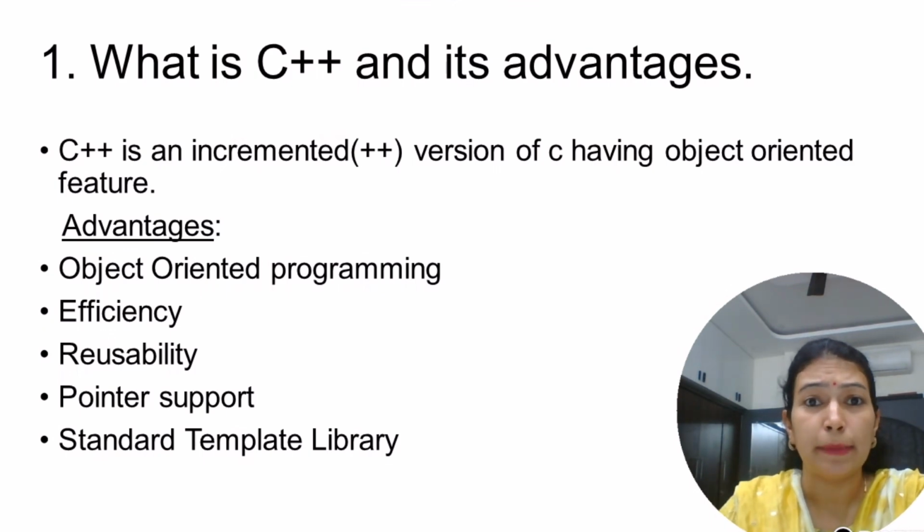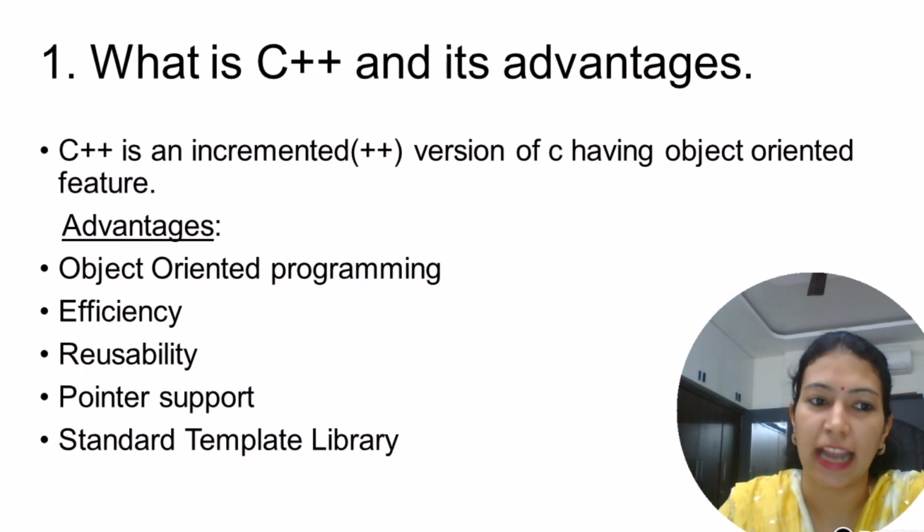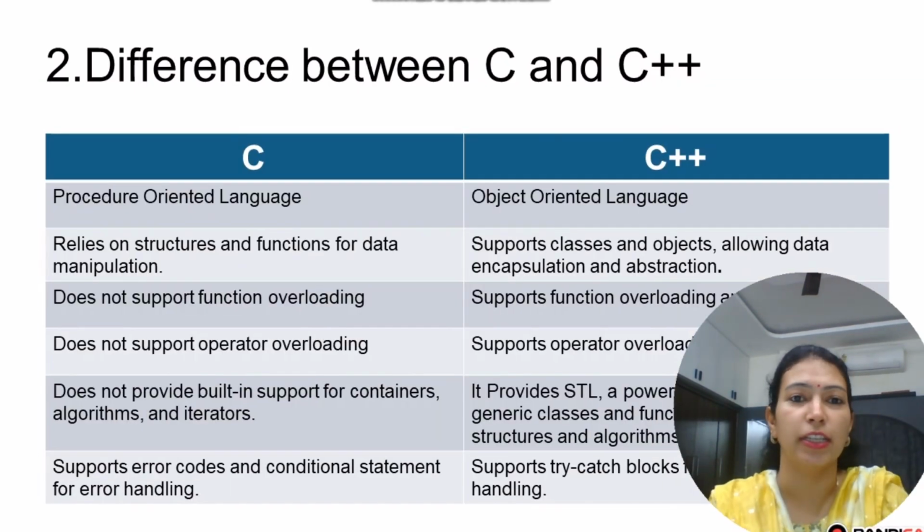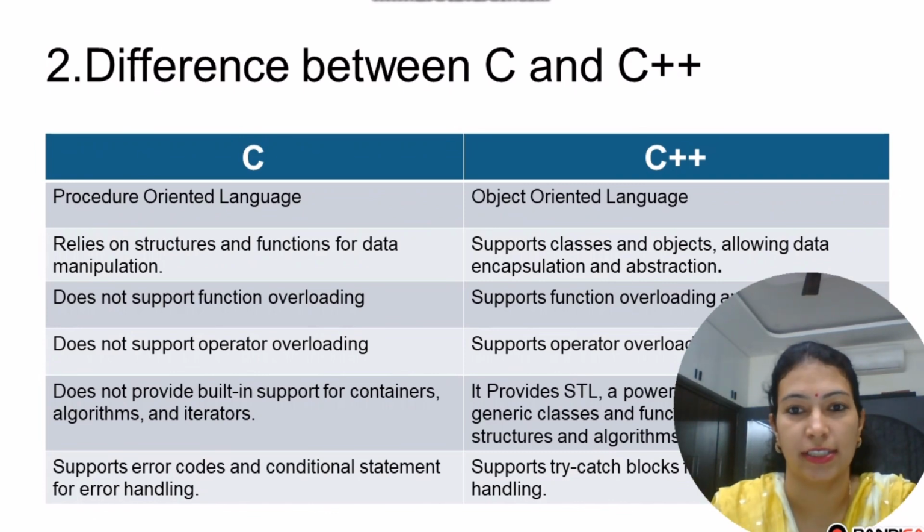So basically C++ is an incremented version of C language. It has various advantages like it is an object oriented programming language, it has a great efficiency, it provides a feature of reusability, it supports pointer and it supports standard template library. This second question is the key question for all the freshers. This is difference between C and C++.